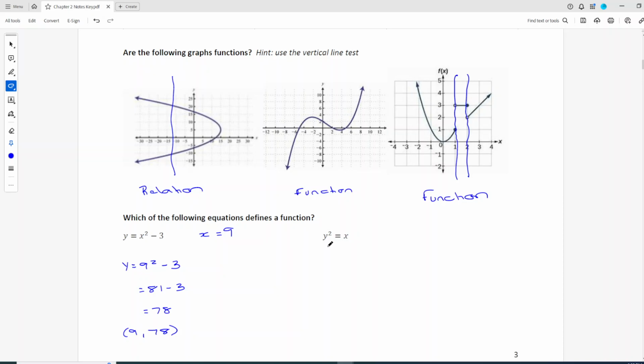Versus in the next equation, if I put in x is 9 and I go to solve for y, what value squared gives me 9? Well, 3 and negative 3. That x value of 9 gave you a y value of 3, but also a y value of negative 3. And that's not a functional relationship. So this one would be a relation, but not a function.